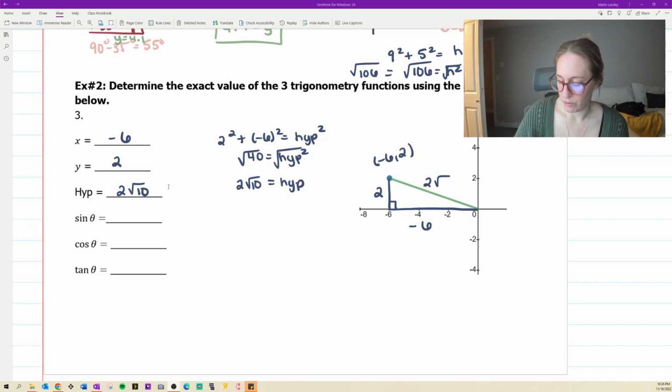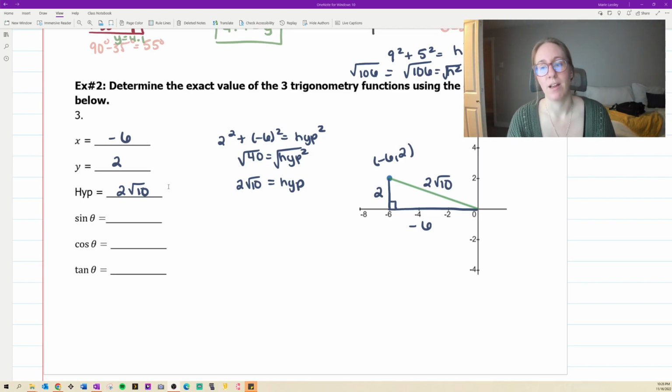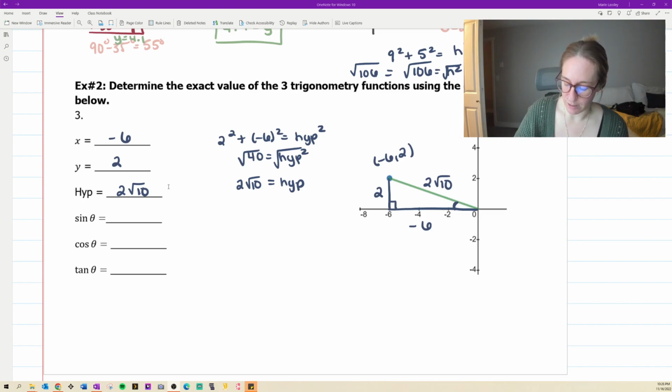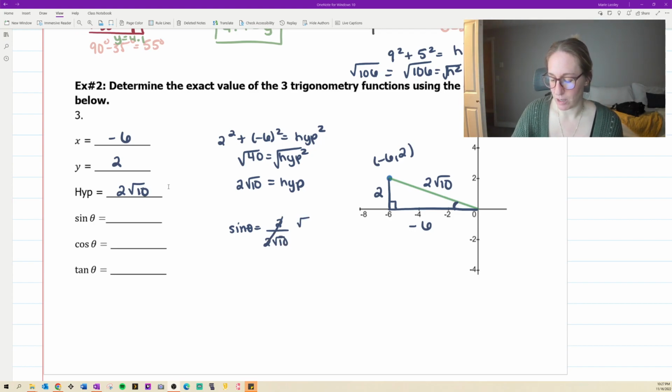2 square root 10. All right, so now we're going to go ahead and find our sine, cosine, and tangent values. So for sine, we're using the reference angle of our triangle to set up those ratios. Sine is opposite over hypotenuse, so 2 over 2 root 10. The 2's are going to simplify out, and then I'm also going to need to rationalize my denominator, giving me square root of 10 over 10 for my sine value.